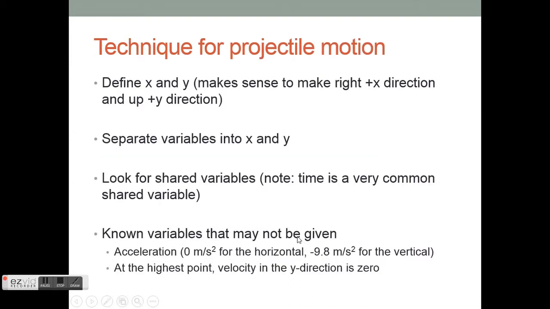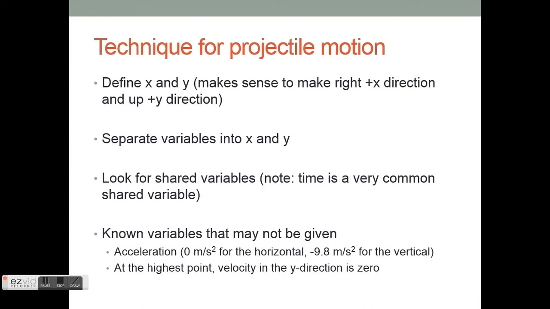Some techniques for solving projectile motion problems. The first thing to do is to define what direction is x and what direction is y. Generally speaking, it makes sense to make the right the positive x direction and up the positive y direction. The second step is to do what I call separation of variables. Take and separate what's happening in the x direction and what's happening in the y direction. What's happening with horizontal motion versus what's happening with vertical motion.